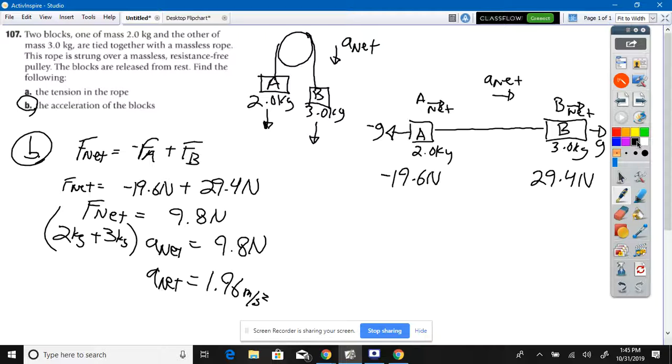Now we're going to find the tension on the rope. That's the net acceleration, where they're accelerating, both blocks moving this way.